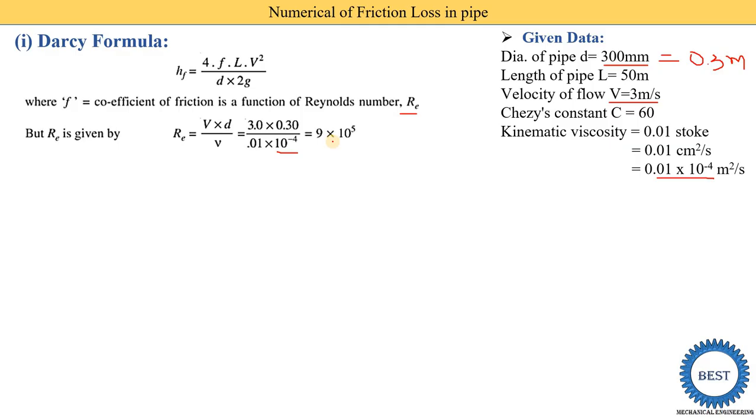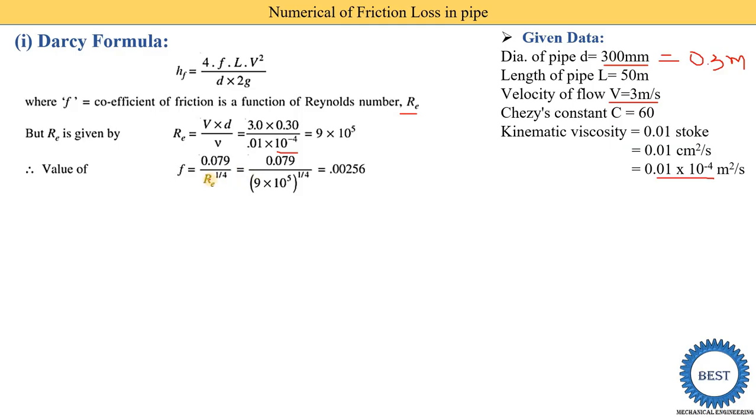Now from that we have the equation of f, meaning depending on the value of Reynolds number, the equation of f is different. Okay, so here the Reynolds number value is more than 4000, so here we take this equation, f is equal to 0.079 divided by Reynolds number raised to 1 by 4th power.